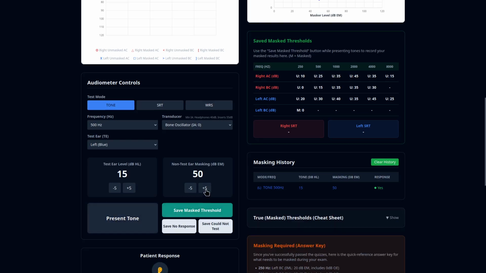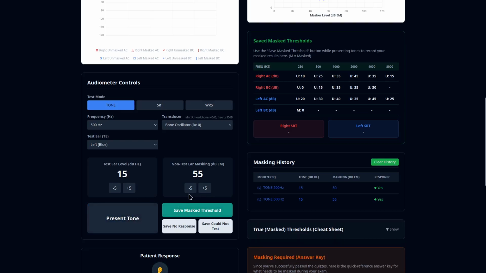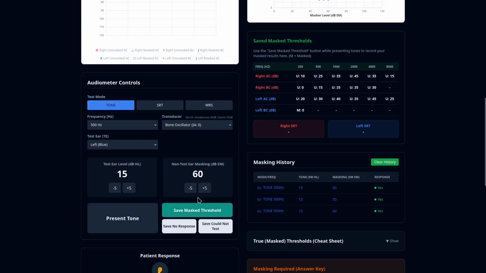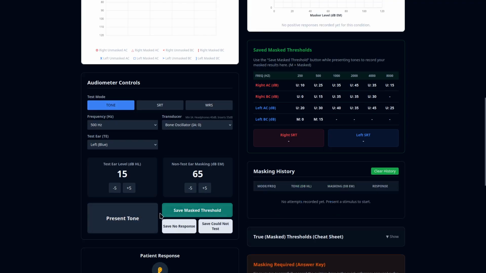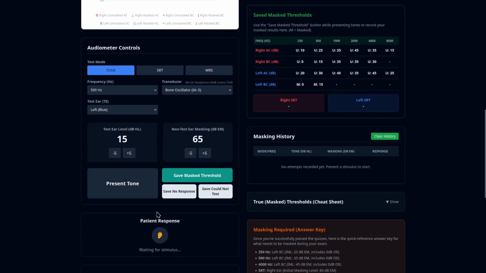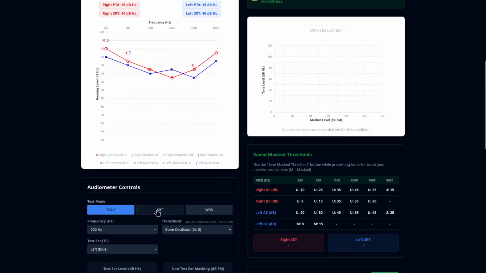We get a response, get a response. We plateaued, we save that. And then that one is saved there. Let's make sure it's saved. Yep. And now we need to mask at 4,000 hertz for bone.